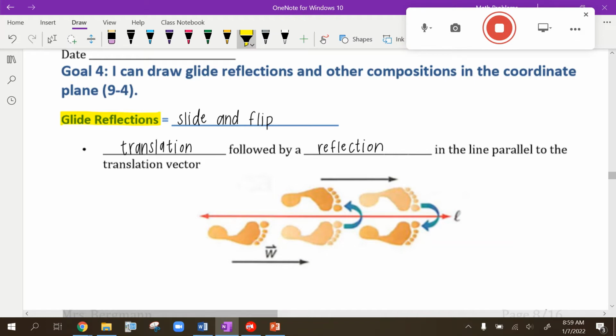This is commonly modeled by footprints and others in the real world. So let's say that we're starting here as our pre-image with this first footprint. Now first we have to do a translation. So we slide forward a bit. Then we have to do a reflection in the line that is parallel to this translation vector. So we have to have a reflection over a line that's parallel to the vector. Notice that these 2 highlighted lines are parallel. So we have to reflect over that line to find our image. We can repeat this process as many times as necessary.